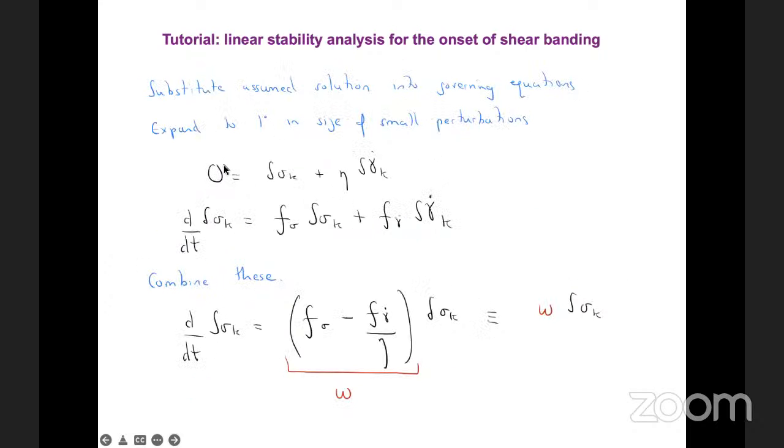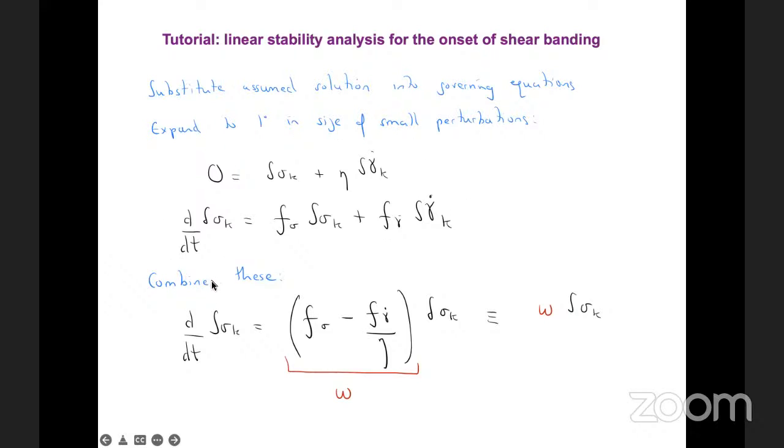So the two equations that you get is 0, remember no perturbation to the total stress because it has to be uniform, is a perturbation to the viscoelastic stress and a perturbation to the shear rate, and therefore to the Newtonian stress. And then d by dt of the perturbation to the viscoelastic stress then follows from the linearized form of the scalarized viscoelastic constitutive equation.